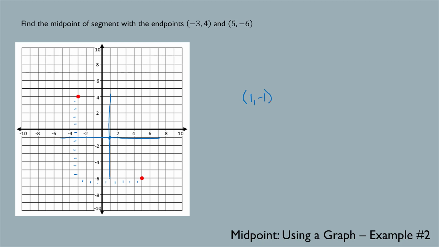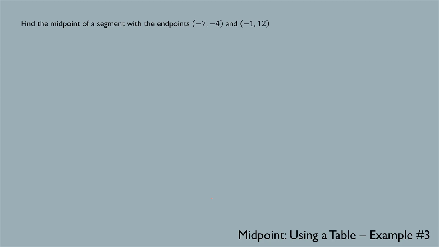Okay. So now we found a midpoint using a formula, and we've also done it on a graph. We can also find midpoints from a table. So here I have two endpoints, negative 7, comma, negative 4, and negative 1, comma, 12. And we want to find the midpoint. What I'm going to do first is make myself a table. And when I put these points in the table, I'm going to leave a space in the middle.